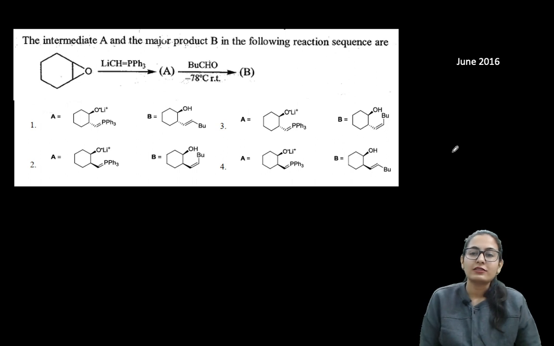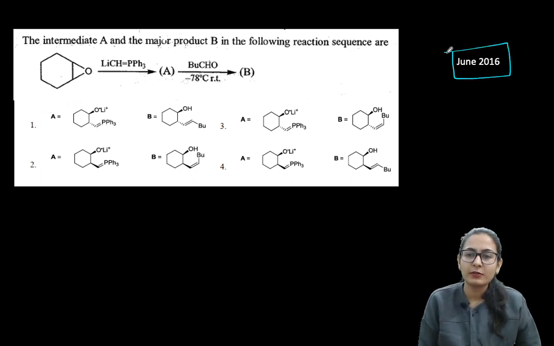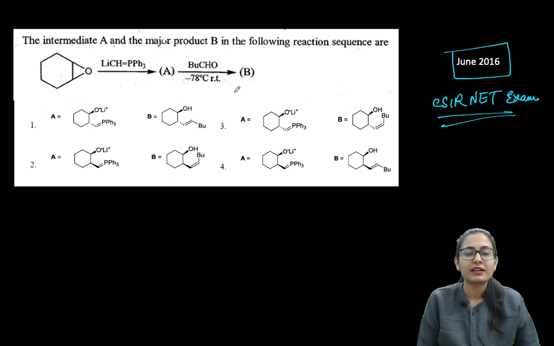So yes, we are going to see a question from the June 2016 paper, CSIR NET exam. Alright, very simple question it is. Actually, when you have studied so much, it would be very simple to you. Intermediate A and the major product B in the following reaction sequence are.